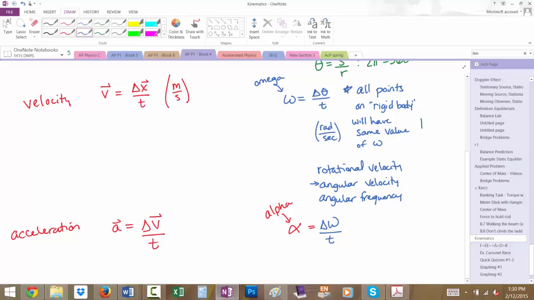Units here are what? Yeah, they are. Okay.